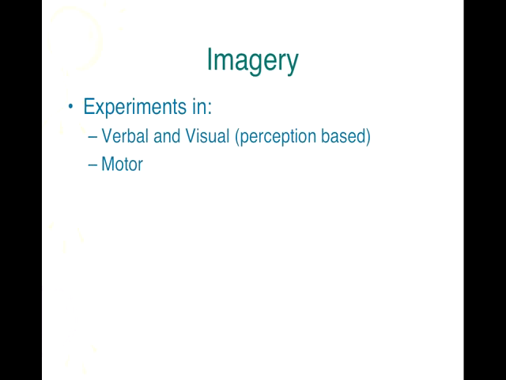So what we're going to do is we're going to talk about experiments in perceptual-based systems, so verbal and visual, and then experiments in motor-based systems so we can look at both types of imagery, so both perceptual and motor. Okay, so starting with perceptual.